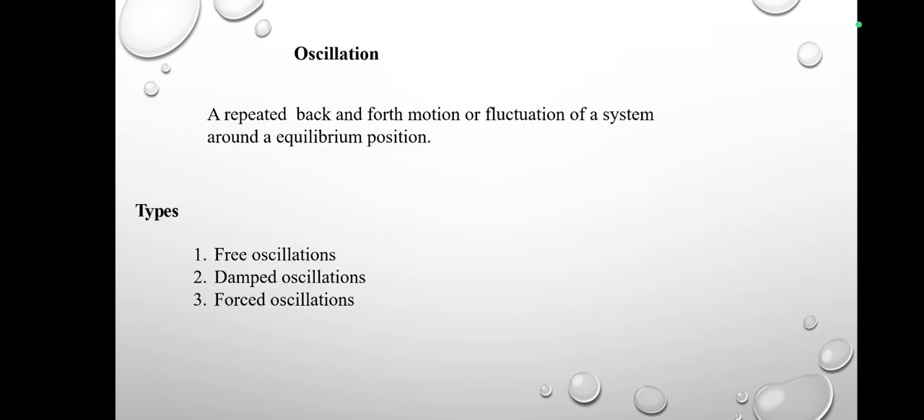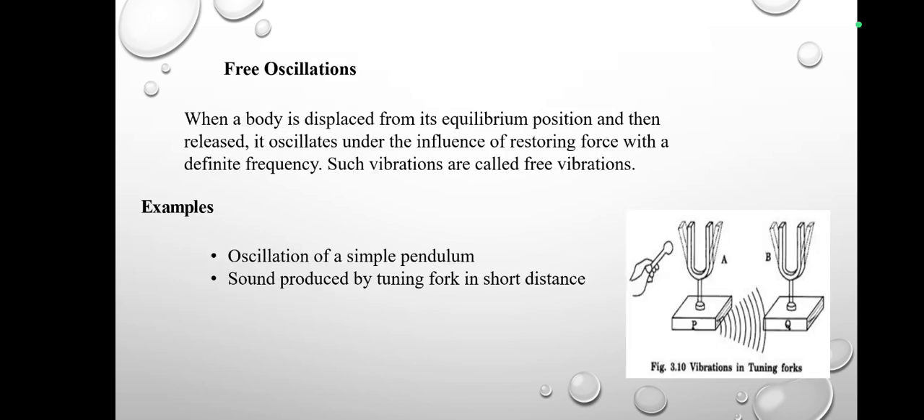Next topic is oscillations. What is oscillation? A repeated back and forth motion or fluctuation of a system around the equilibrium position. There are three types of oscillation: free oscillation, damped oscillation, and forced oscillation.